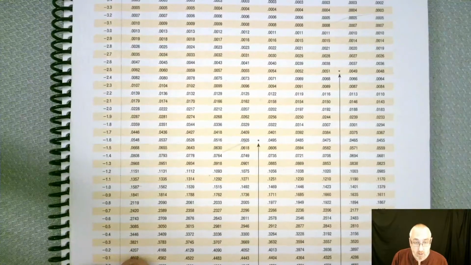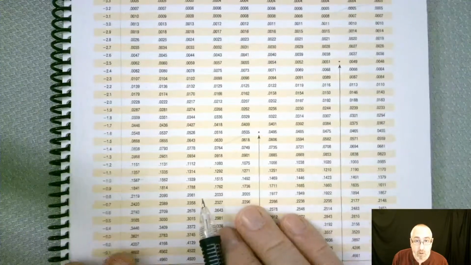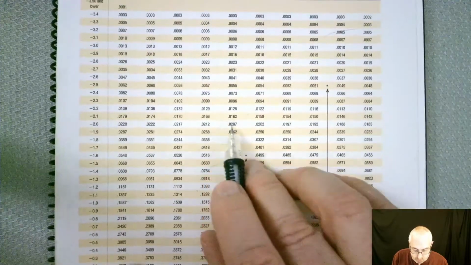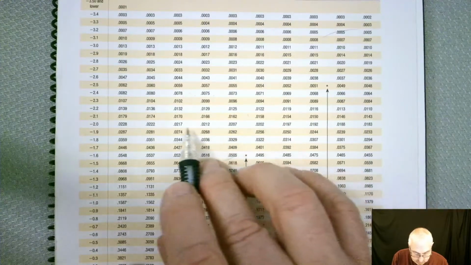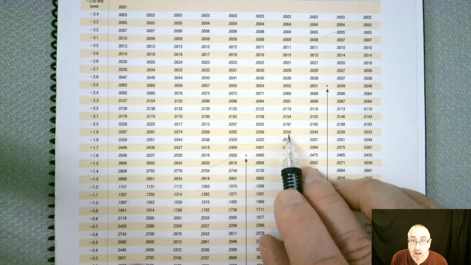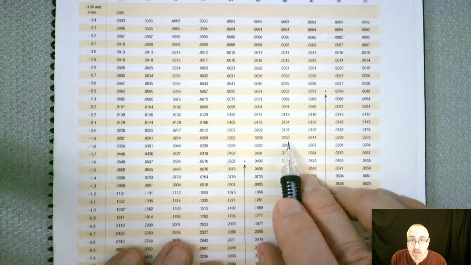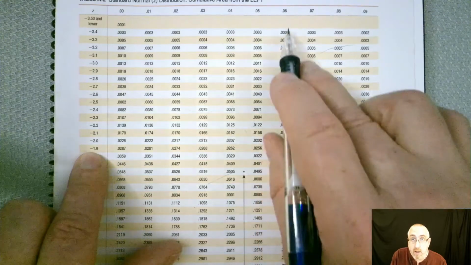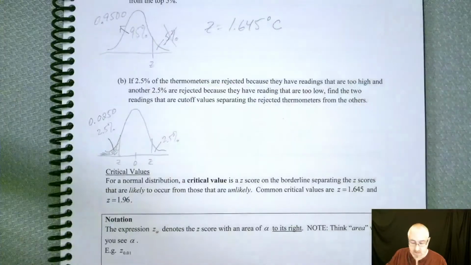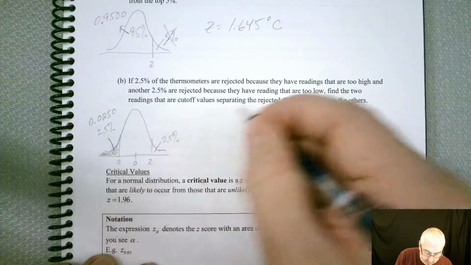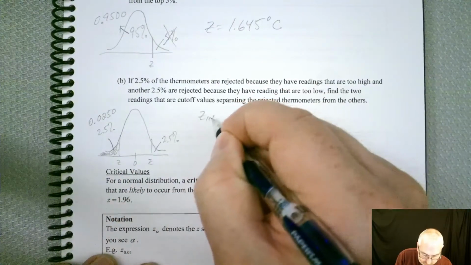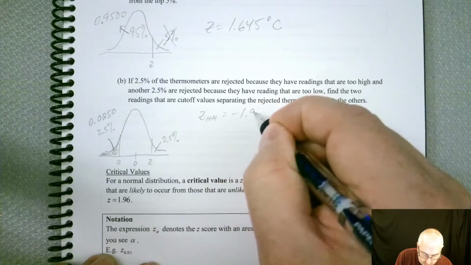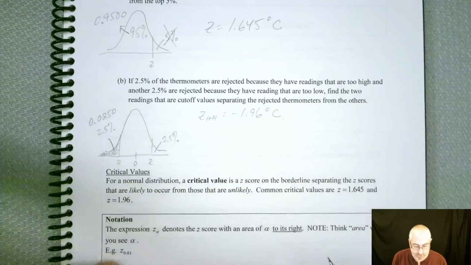All right, so we need to look that up on our negatives. 0.0250. Ah, there it is. So what's that z-score? Negative 1.96. So this one, z on the left, is equal to negative 1.96 degrees Celsius.